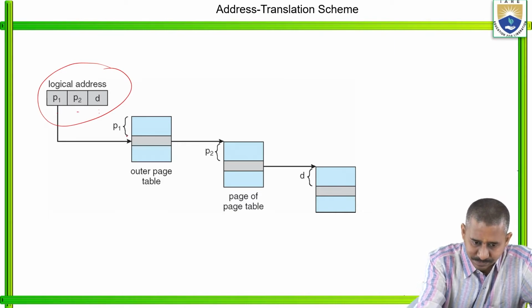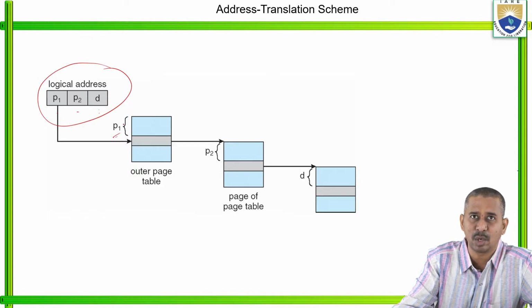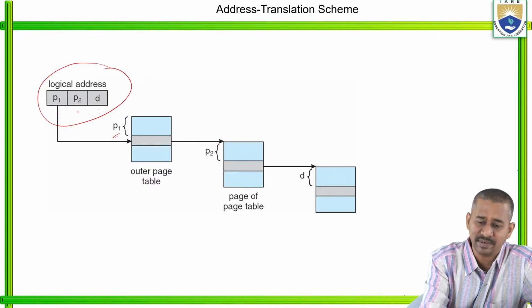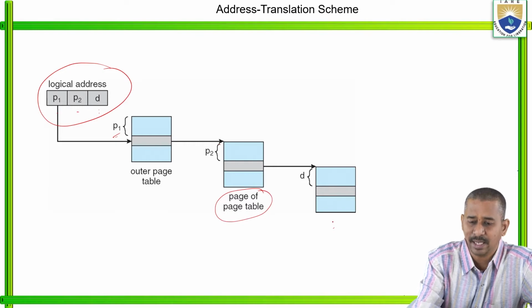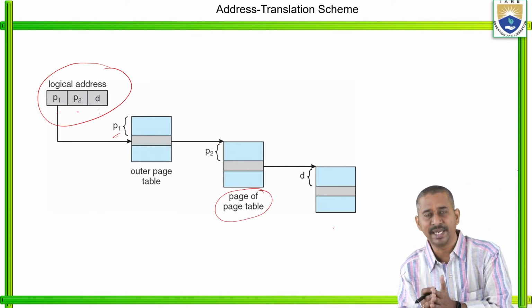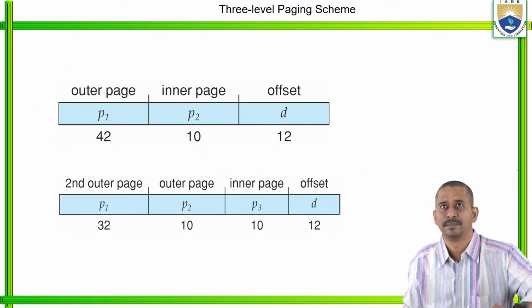Here, P1 acts as an index to the outer page table. Now this is the page of the page table. So again we can call this the page of page table. Finally, this is the displacement. So that is the address translation scheme from logical address to the physical address.